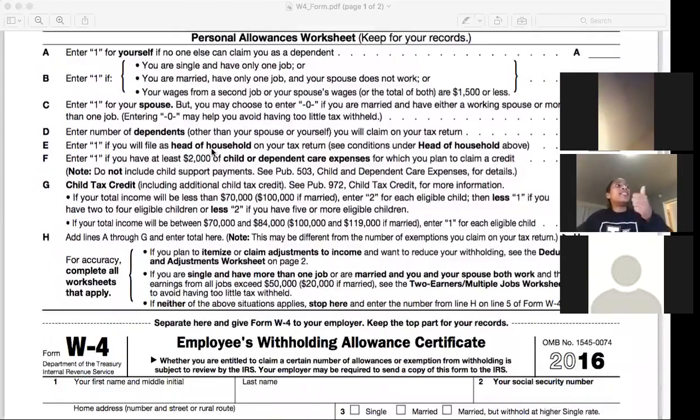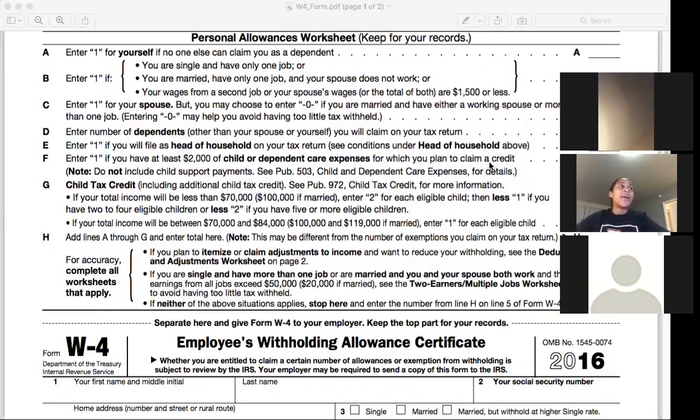F. Enter 1 if you have at least $2,000 of child or dependent care expenses for which you claim a credit. This does not include child support. So listen, F means if you've got a child or some dependent that you take care of, and in a year you spend more than $2,000 on that child, whether it be daycare, school tuition, whatever, the cost of maintaining the child, whatever it is except child support, if you spend more than $2,000, you get a 1. Okay? You get a 1 there.